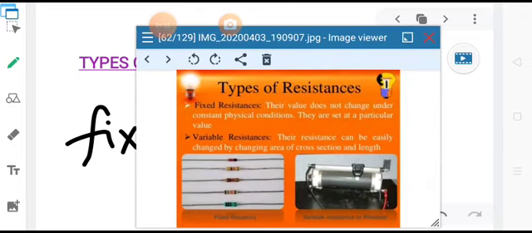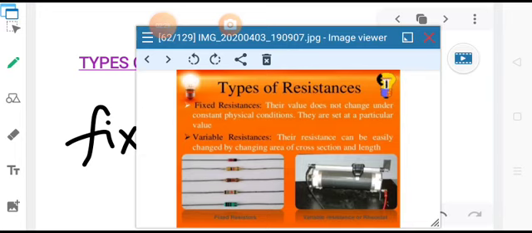Fixed resistances, their value does not change under constant physical conditions. They are set at a particular value. You can see the picture of these fixed resistors on the screen. I hope you have seen these types of resistors being used in many electric circuits, isn't it? They are easily available in the market. They are of different values. So as per our requirement, we connect these sorts of resistors in many electric circuits.